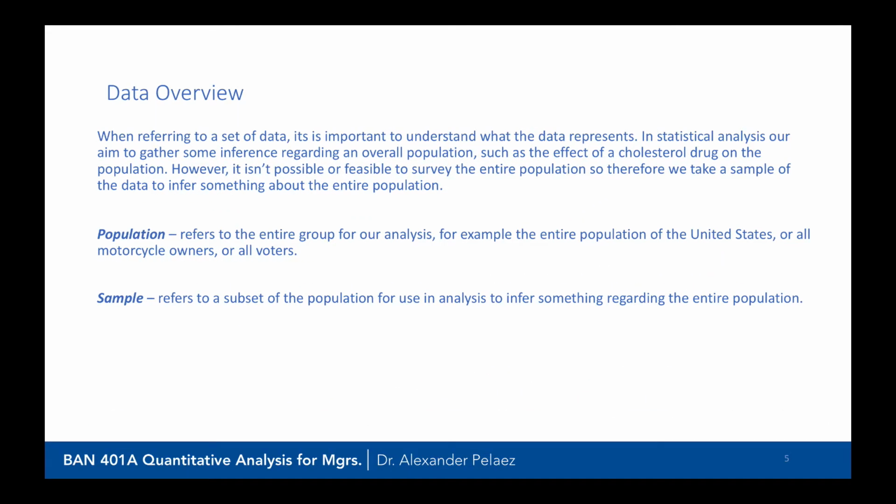Now, when we have a set of data, it's important to understand what the data represents. So we may collect some data as a survey, and the purpose is to understand something about a larger set of data that we couldn't collect because it's not feasible to collect all of the information. So what we're referring to is the population and sample. And the population basically refers to the entire group for our analysis. It is basically the group of people that we are inferring from, let's say, a sample, which is a subset of the population of which we've collected data for the purposes of analysis.